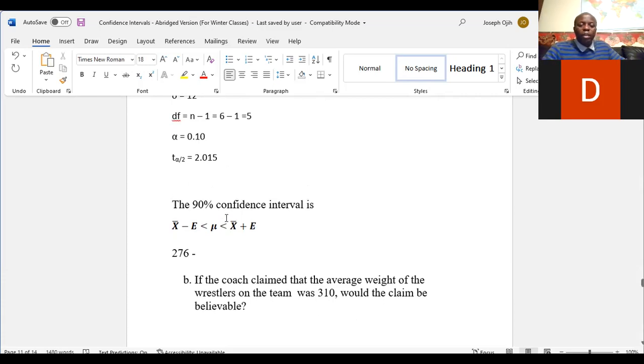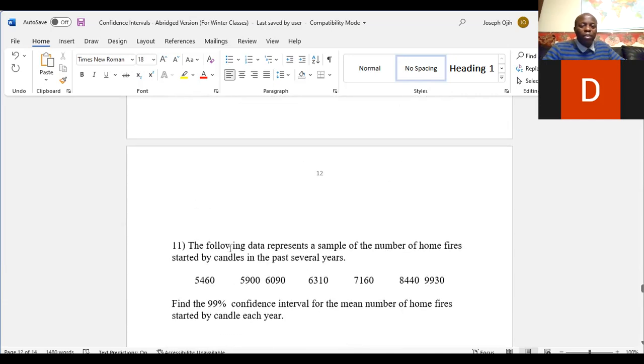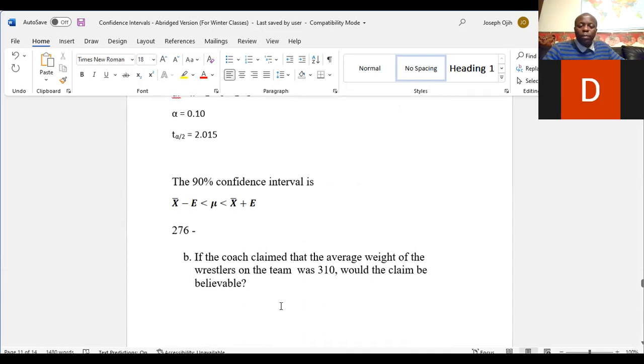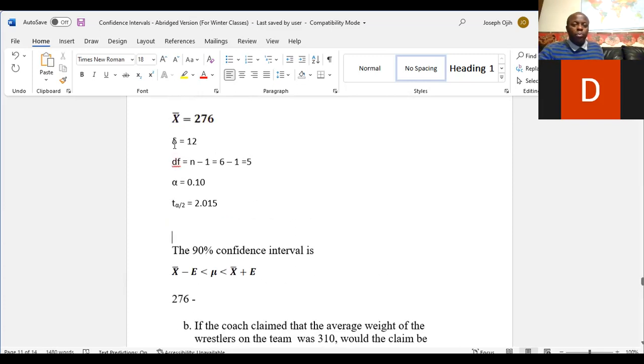So our error will be, this time, not Z alpha over 2 but T alpha over 2. Let me go and get it from the other workbook. The margin of error is T alpha over 2 times S over the square root of n. Let me write this down, then we'll go and put it in. Earlier I used population standard deviation, but it should be the sample standard deviation, which is S.